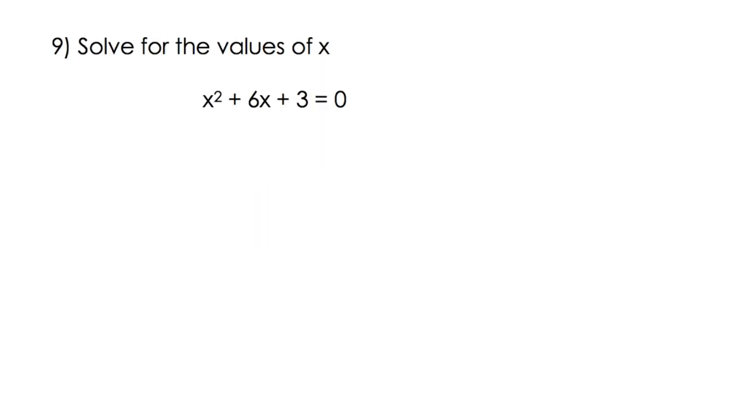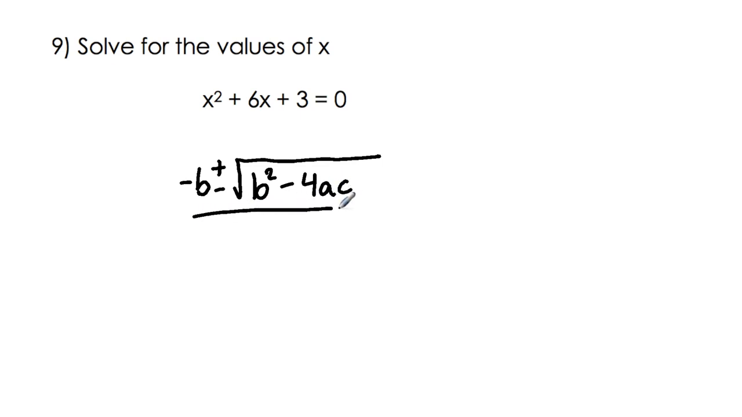Question 9. Solve for the values of x. X squared plus 6x plus 3 equals 0. Now, to solve for the values of x, we're going to be using the quadratic formula. The quadratic formula is minus b plus or minus square root b squared minus 4ac over 2a. Now we need to identify the values of a, b, and c. So in this example, the value of a is equal to 1. The value of b is equal to 6. The value of c is equal to 3.